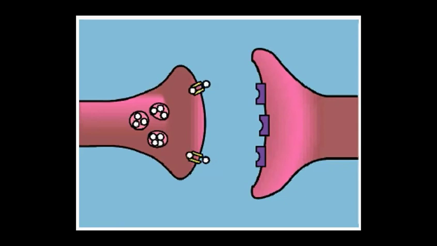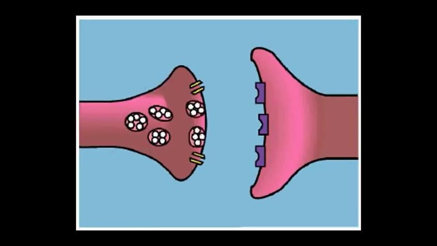The neurotransmitter that is taken back up into the presynaptic neuron is then repackaged into vesicles that can be released the next time an action potential reaches the axon terminal. The entire process repeats each time an action potential reaches the axon terminal of the presynaptic neuron.